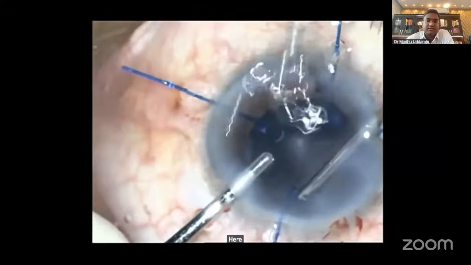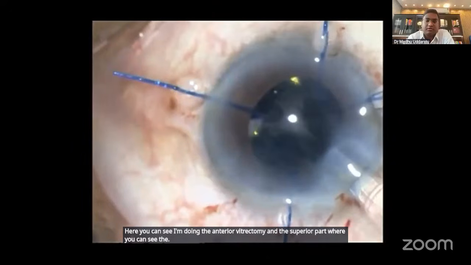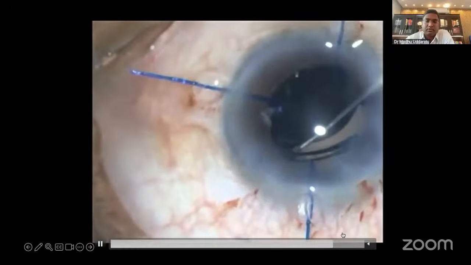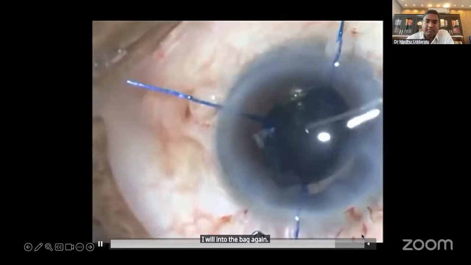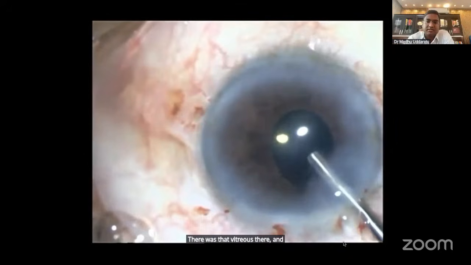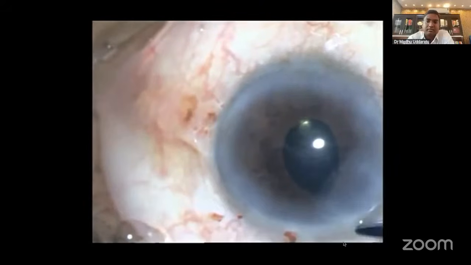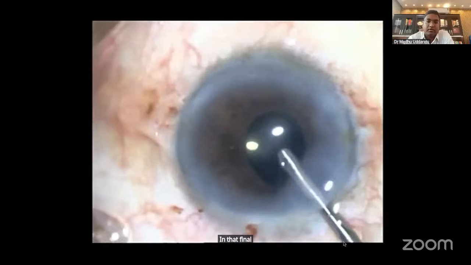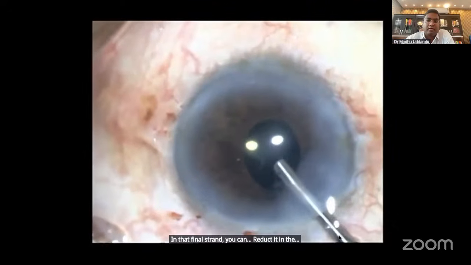Here you can see I'm doing the anterior vitrectomy in the superior part where you can see the vitreous prolapse into the anterior chamber. Here also, you can place the IOL into the bag again. So at the end of the surgery, there was that vitreous strand we were cutting with the anterior vitrectomy. And that final strand, you can vitrectomize it in the AC.